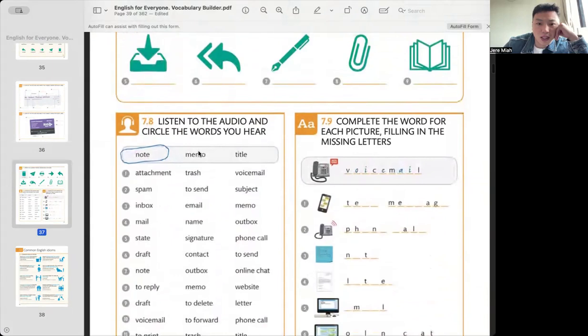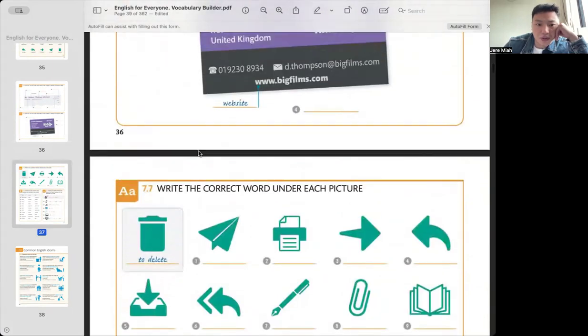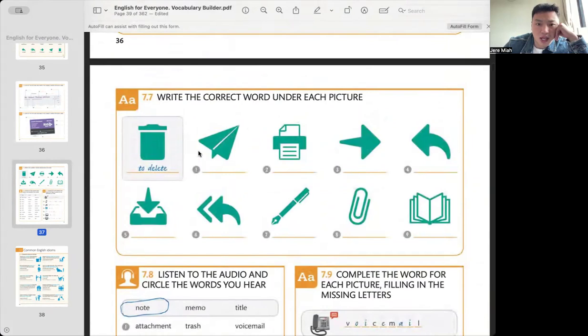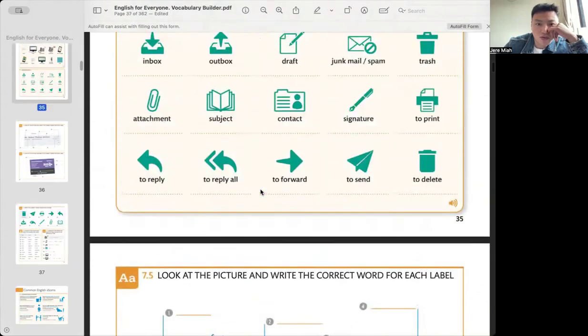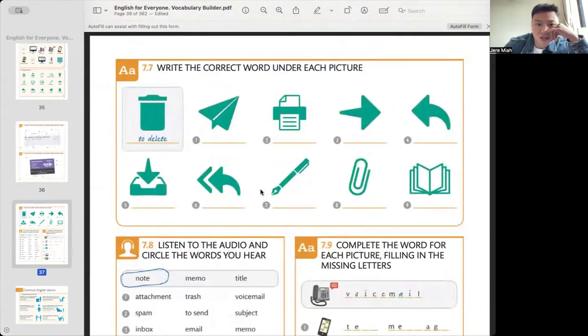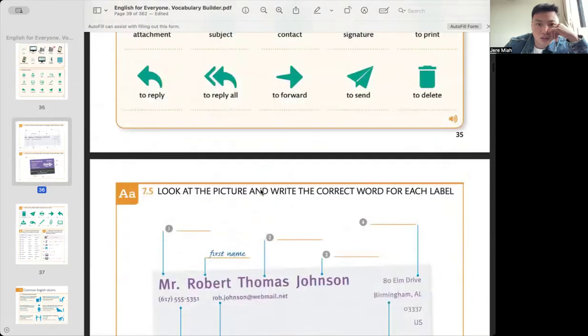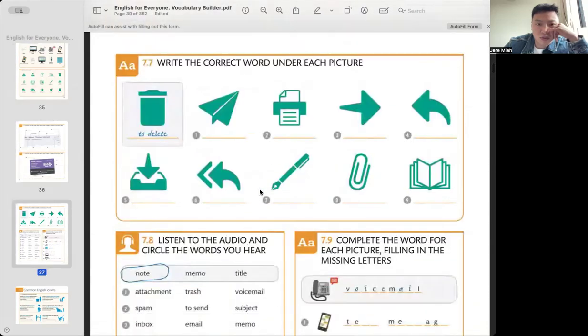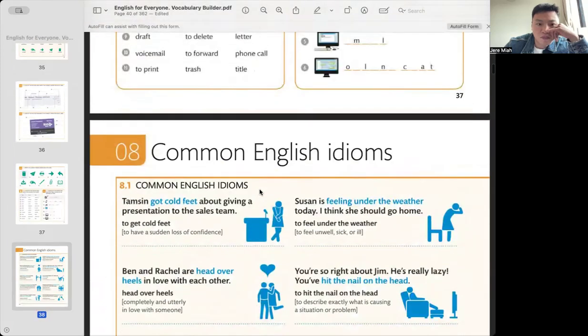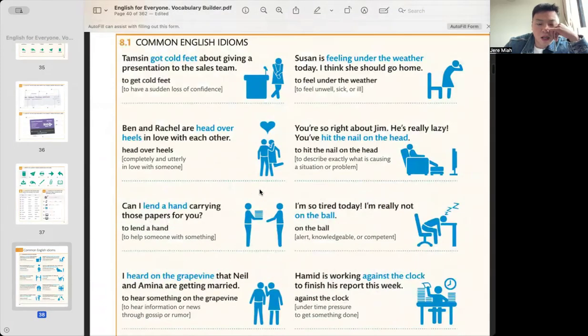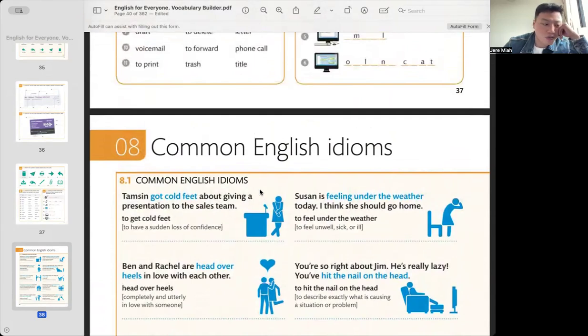Okay, next is the correct word under each picture. Attachment, signature, inbox, and subject. For each picture, you'd match it with the correct label. For example, an envelope icon would be email, and a paperclip icon would be attachment. Oh yeah, we're done with this part and let's move on to the next part. The next part is common idioms or items. Perfect. Let's move on to the next set of items.